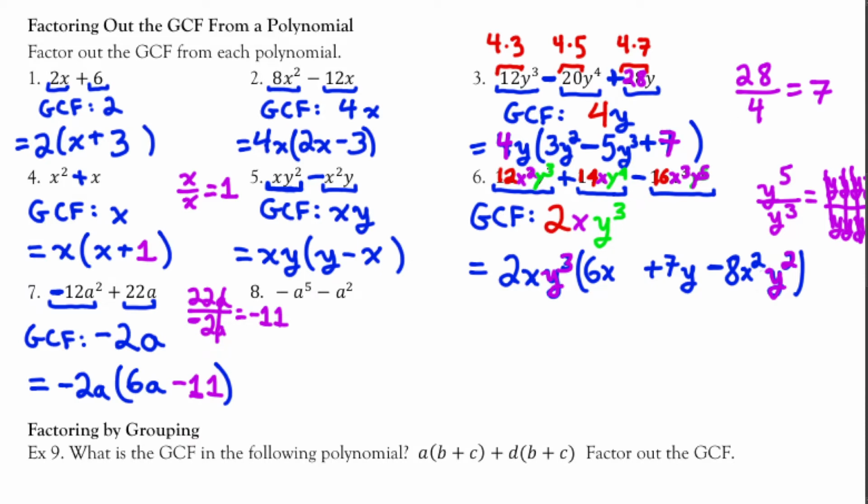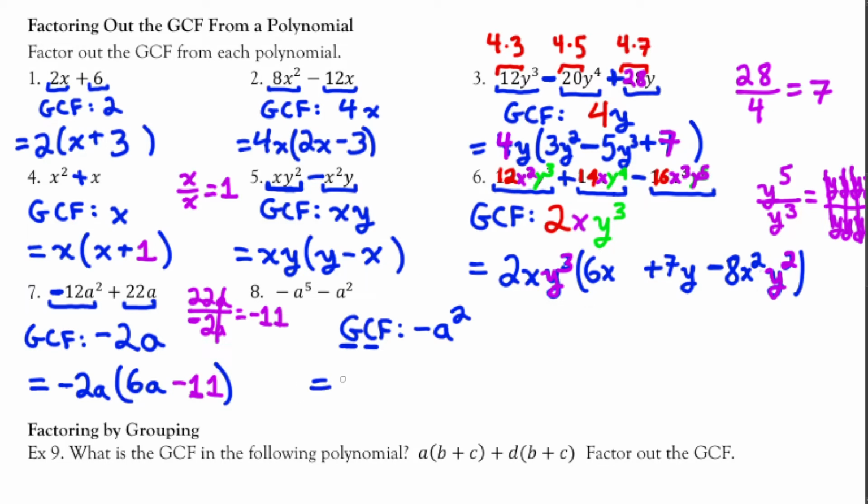Let's look at number 8, the last one in this section. What do they have in common? Well, they're both negative, so I definitely want a negative sign in my greatest common factor. And they're both made entirely of a's. So what's the greatest number of a's that they have in common? Well, the most I can get out of there is a squared.